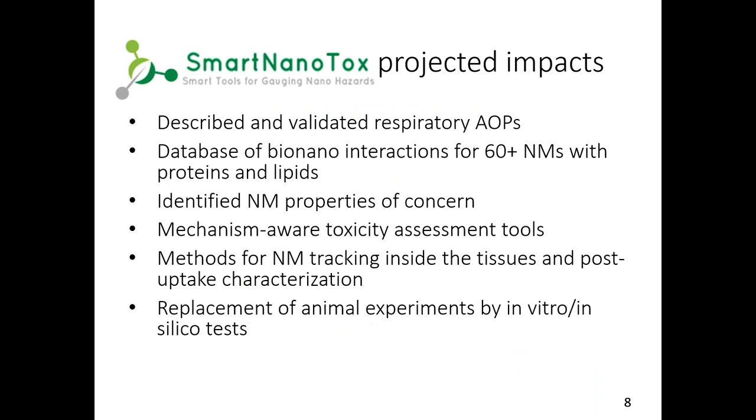Our projected impacts, what we promised and what we're working on now, are validated and described respiratory adverse outcome pathways. Then a database of bio-nano interactions for over 60 nanomaterials. And nano-bio interactions will be with proteins, lipids, sugars, membranes, and so on. So any components of the tissue, especially lung tissue, with which nanomaterials will be in contact initially. Then identified properties of concern, and mechanism-aware toxicity assessment tools. So these tests that we are going to design will be based on knowing the exact mechanism of action. Then finally, methods for nanomaterial tracking. I didn't mention that before, but this is essential. We need to be able to see what happens directly after the first initial contact. And finally, replacement of animal experiments by in vitro and in silico tests.